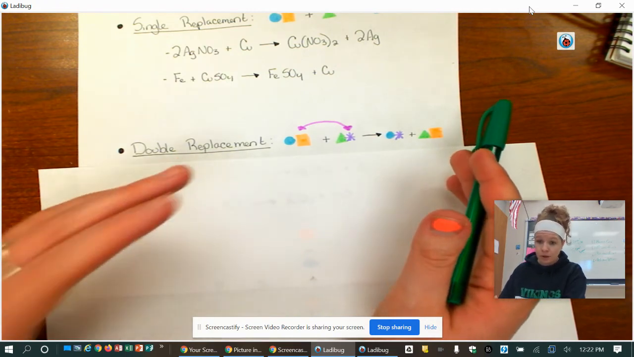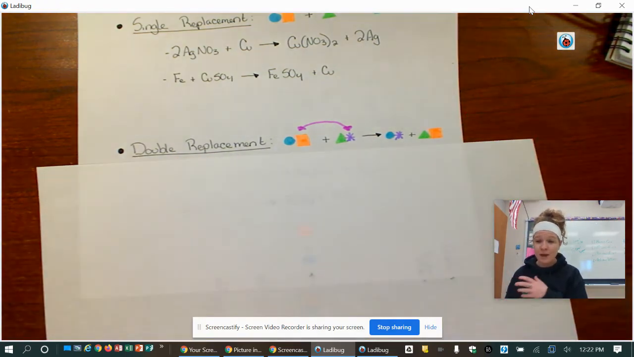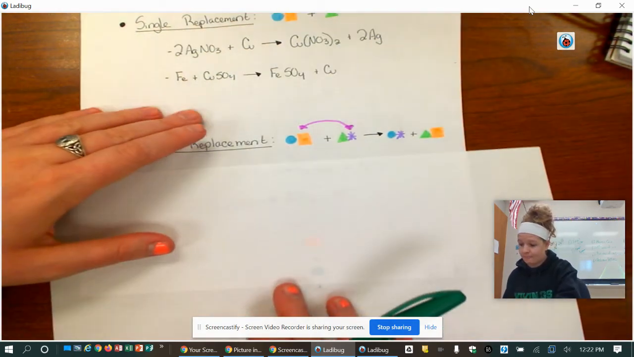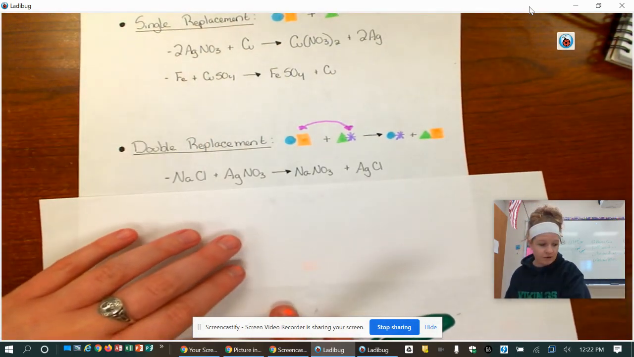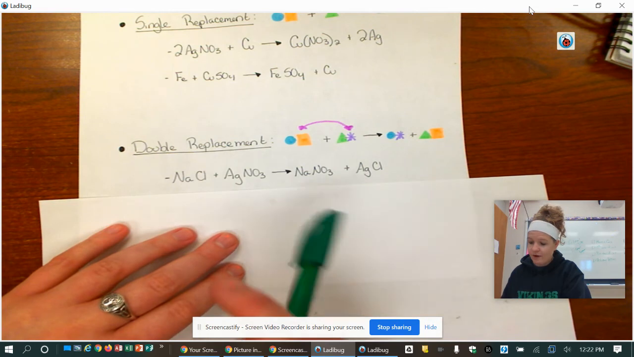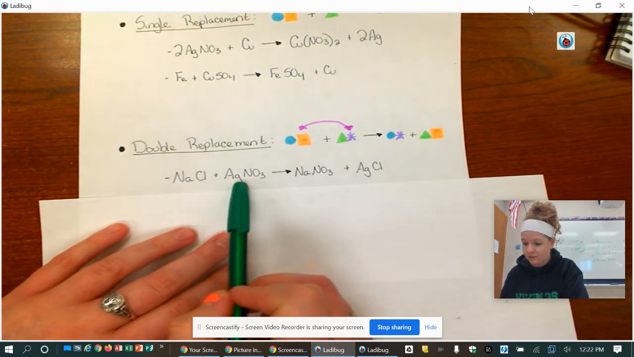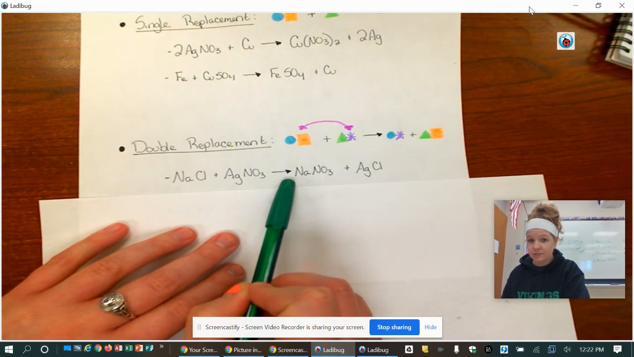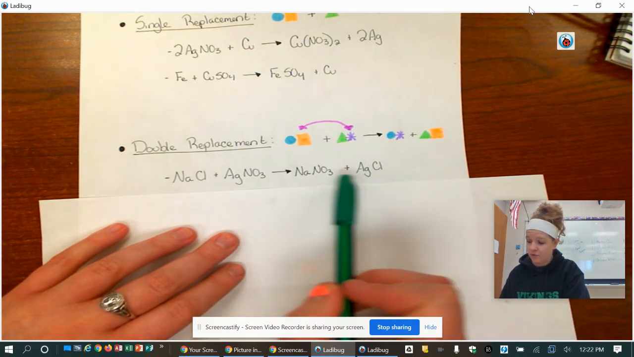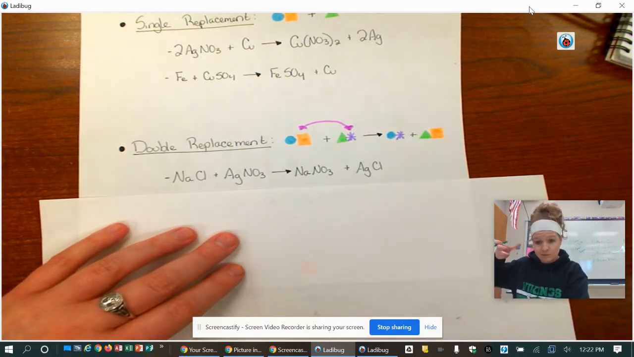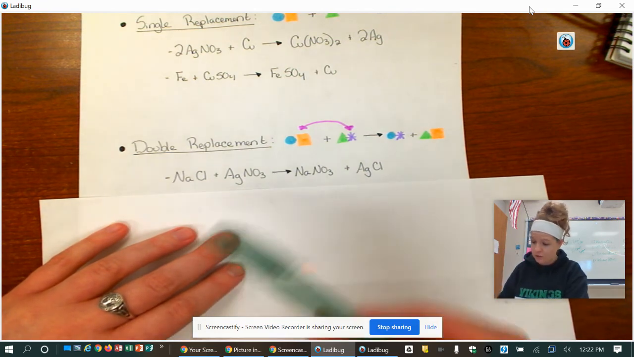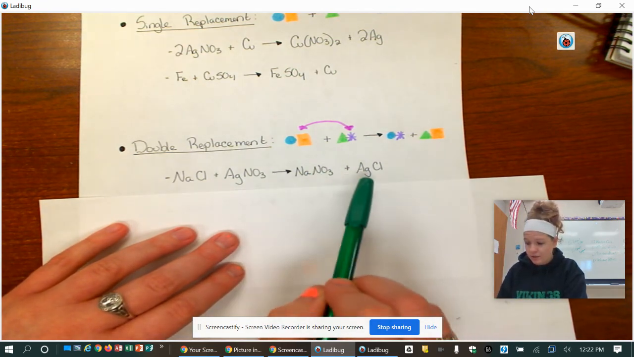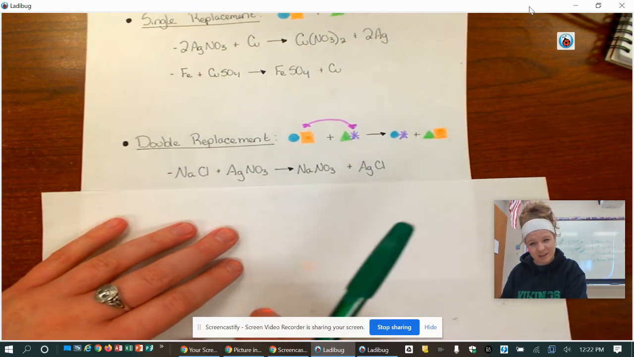However, remember, law of conservation of mass, we're not making new elements, we're just making new compounds. We're breaking and remaking bonds. Let's look at some. So we have our NaCl, we have our salt, then we have our silver nitrate, AgNO3. What's going to happen in this reaction is our silver and our sodium are going to switch. They're going to double replace each other. So then we're left with sodium nitrate and silver chloride. Everybody see how that works?